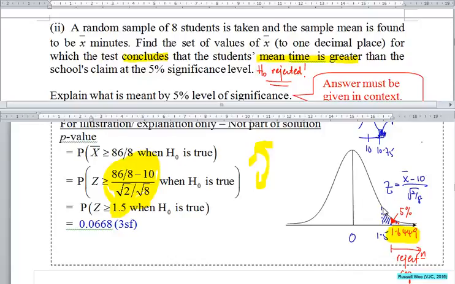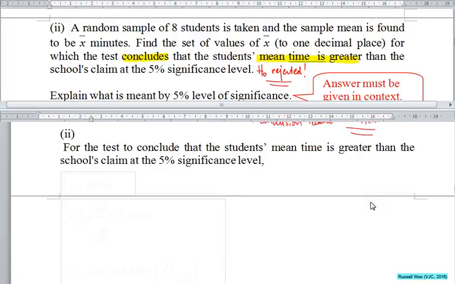So therefore, the first line I write is this. In order for the test to conclude this, my normalized Z value must be greater or equal to 1.6449.